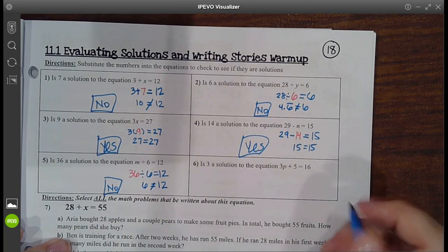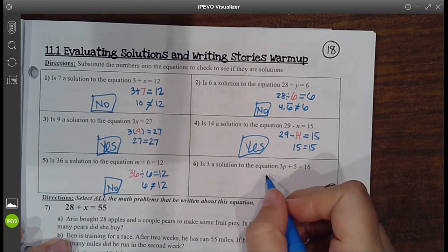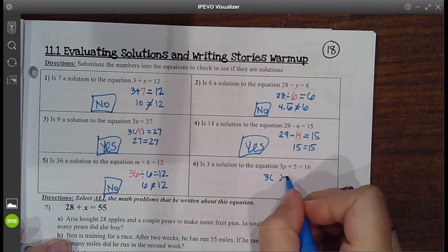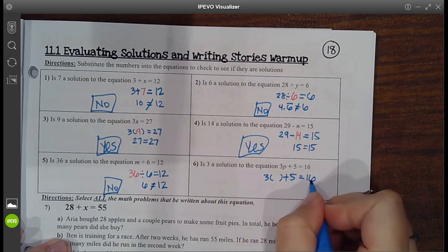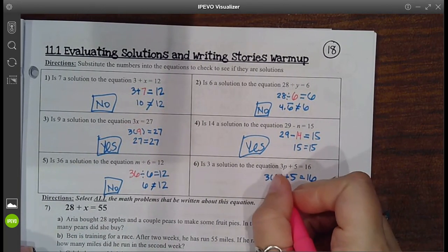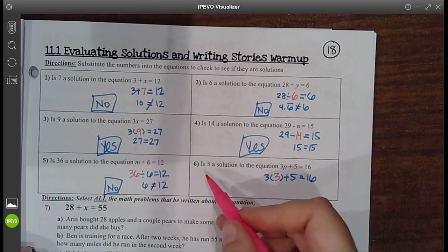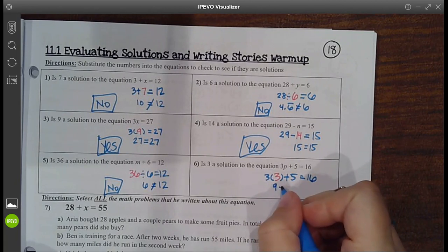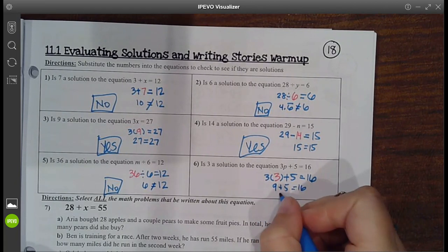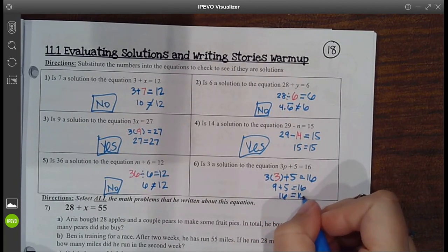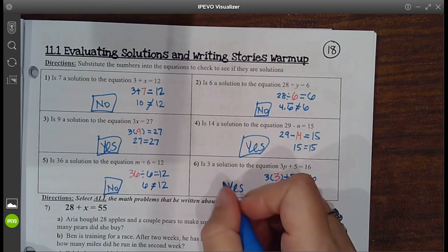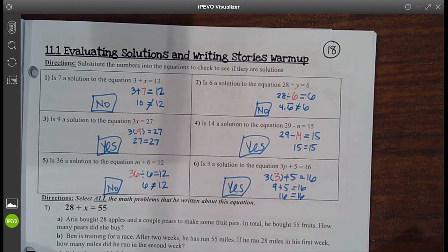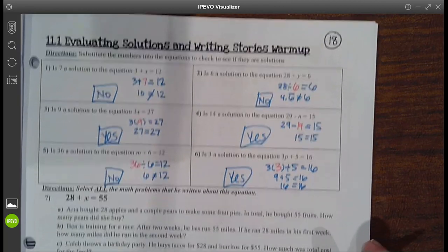All right. Tricky one. Okay, 3 times something plus 5 equals 16. Let's see if they got the something right. They think that the P is a 3. Well, 3 times 3 is 9, and 9 plus 5 is 16. Bring down the equals 16. True statement. So yes, 3 is indeed the right answer for P. Okay, hopefully you did fairly well on those.